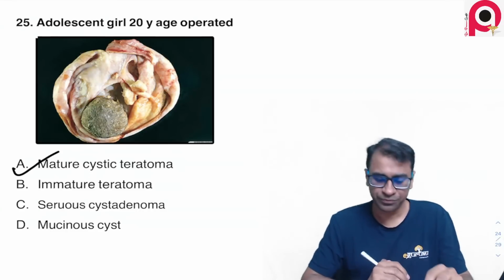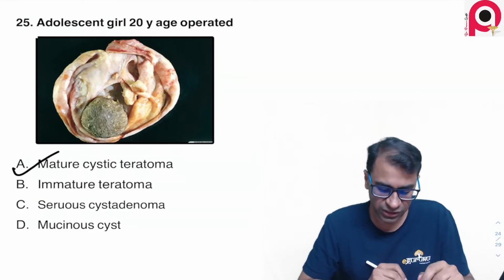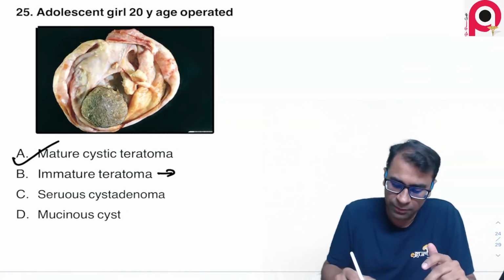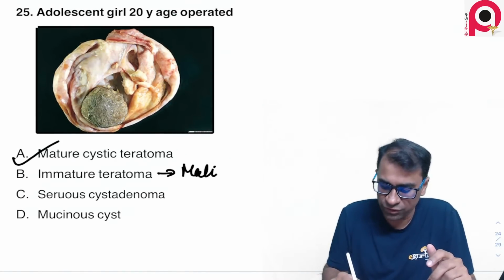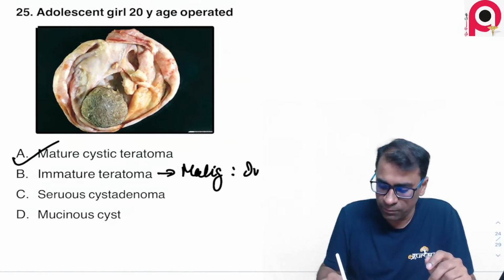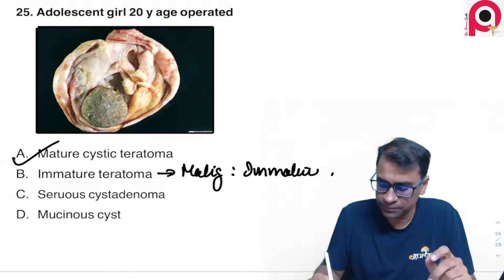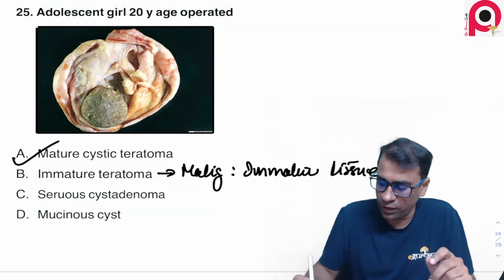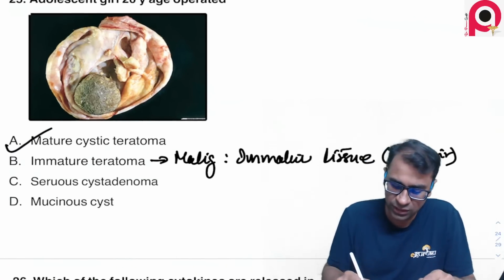Okay, it's a mature cystic teratoma. So why not immature? Immature will show you it is a malignant teratoma first of all, so it will show you immature tissues. It won't show any hair. No hair is seen, only immature tissue is seen.